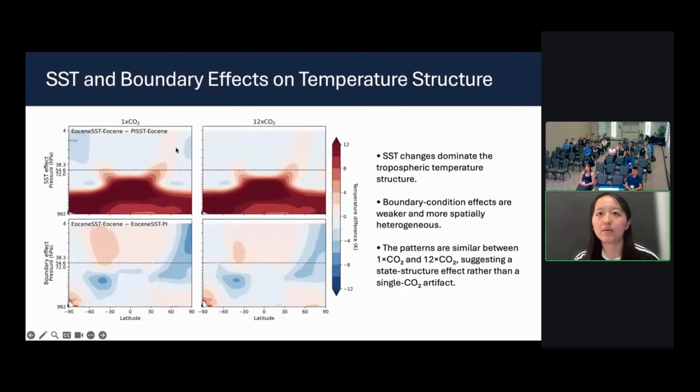To better understand this feature, we next examine the zonal mean temperature differences. Here I only show 4 representative cases since the remaining simulations show very similar patterns.